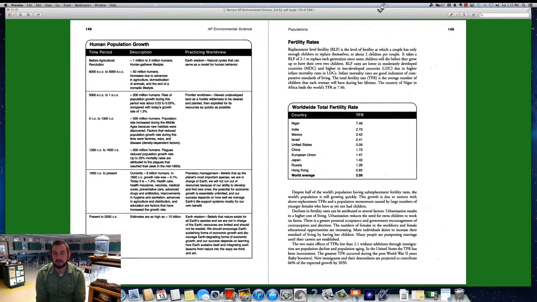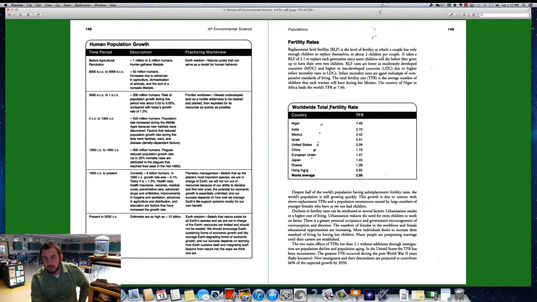The country of Niger in Africa actually leads the world in total fertility rate at 7.46, and total fertility rate is the average number of children that each woman will have during her lifetime. So that's the average. Having 7 kids, that's kind of insane. I mean, it's not insane, it's just crazy to think about having 7 children. That's the average. Some people are having 14, 15, 16. 7 is an average, so that's very, very interesting. In the United States, our total fertility rate is around 2.1, or 2.09. So we're at pretty much replacement level fertility right now. Despite half the world's population having sub-replacement fertility rates, the world population is still growing.